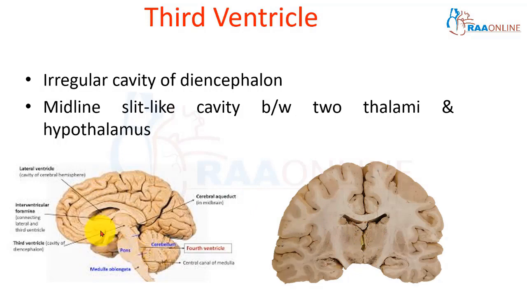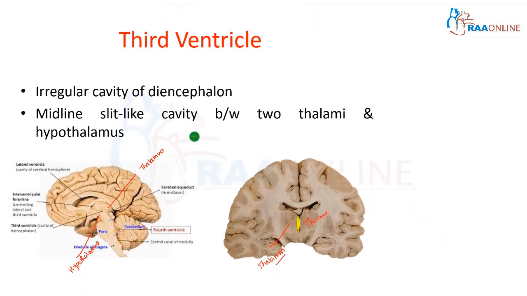In the medial surface, that is in the sagittal section, this is the area of the third ventricle, which is irregular. In the coronal section, it is like a slit-like cavity in between the two thalami. So this is the thalamus of either side, and this is also a thalamus, as well as the hypothalamus. In this section, this is the thalamus and this is the area for the hypothalamus. The sagittal section passes through the third ventricle. So this is the third ventricle.